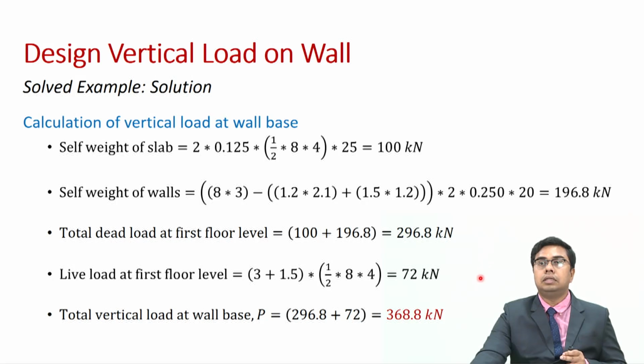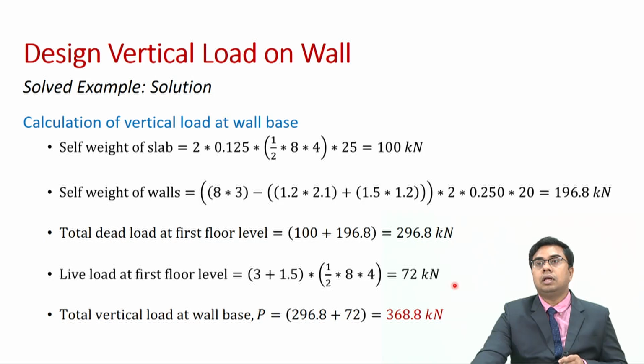The live load at the wall base is also found using the live load at both the floor levels. At the first floor level, the live load intensity was 3 kilonewton per meter square, and at the roof level the live load intensity was 1.5 kilonewton per meter square. Then we have the tributary area, very similar to the case of self weight of slabs. So, this is calculated as 72 kilonewton.